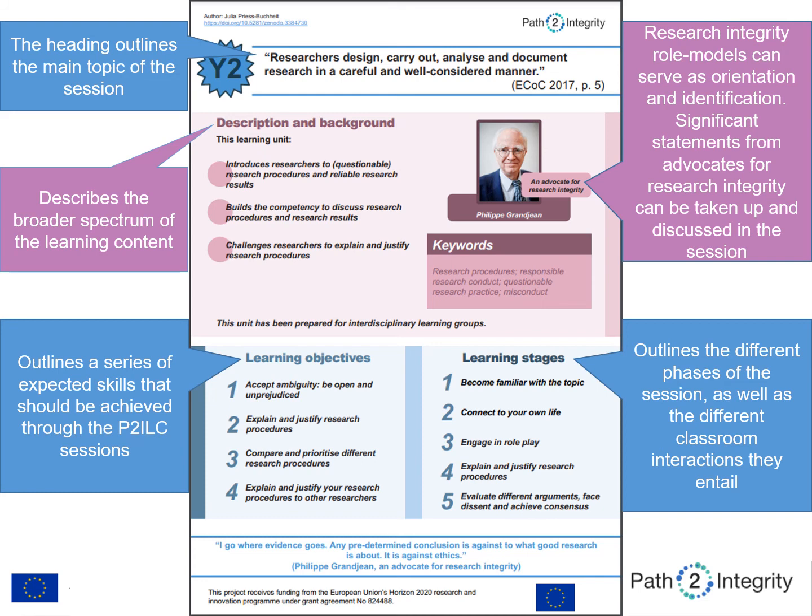These describe the different stages of the session, as well as the different classroom interactions they entail. Also, each learning card has a role model depicted on it. These research integrity role models can serve as orientation and identification figures. Significant statements from advocates for research integrity can be taken up and discussed in the session, which can be found in their testimonials on the Path to Integrity website.